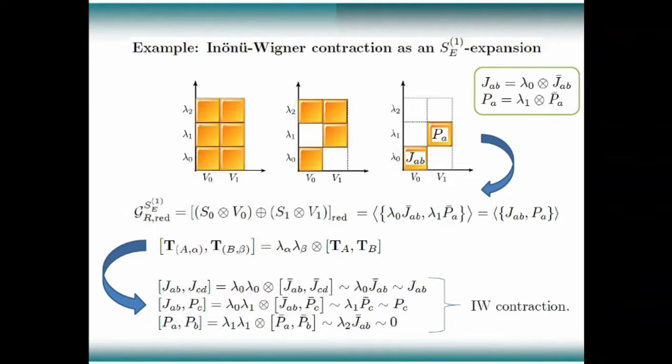They are going to be denoted by J_AB and P_A with lambda 1 times P_A. And you get the reduced algebra: you take out all the generators that have lambda 2, and the resonances are going to be taken out. And these are the bracket equivalents, as you can see.